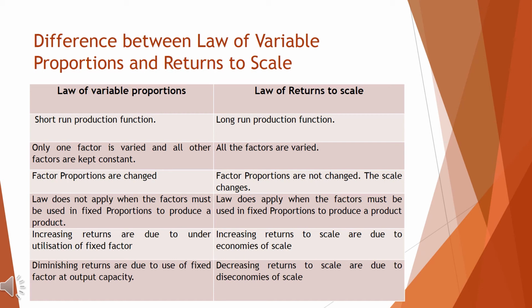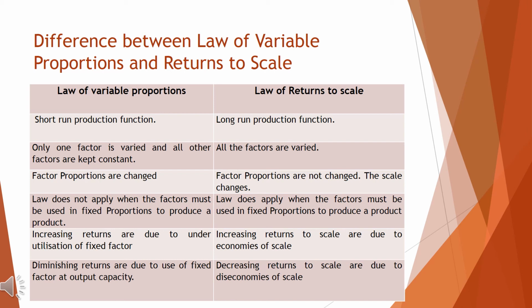In the law of variable proportions, the level of production is changed. In the law of returns to scale, the scale of production is changed. In the law of variable proportions, only the units of the variable factors are changed and the units of fixed factors remain the same. In the law of returns to scale, all factors of production are changed in the same proportion.